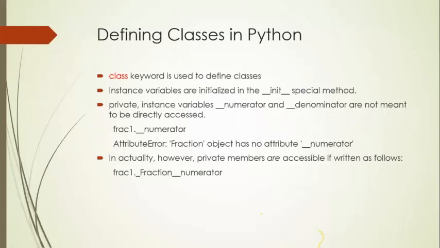Even though it is declared as private, and this environment is saying private members are not possible to access, in order to give some flexibility to the programmer, private members are also accessible outside the class by using an underscore, the name of the class, and then the private variable. Object dot _name of the class and the name of the variable.